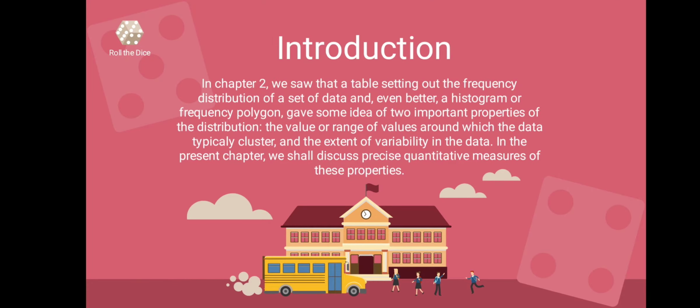Introduction. In Chapter 2, we saw that a table setting out the frequency distribution of a set of data, and even better, a histogram or frequency polygon, gives some idea of two important properties of distribution: the value or range of values around which the data typically cluster, and the extent of variability in the data. In the present chapter, we shall discuss precise quantitative measures of these properties.